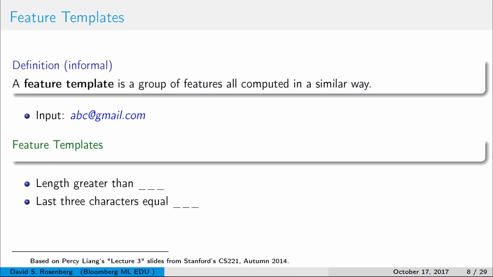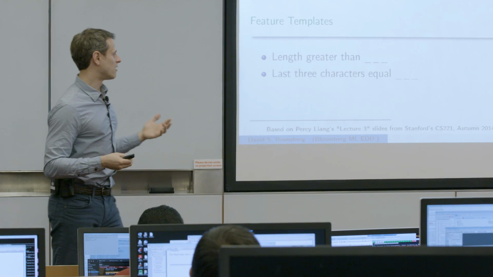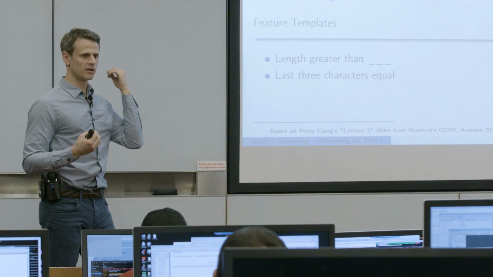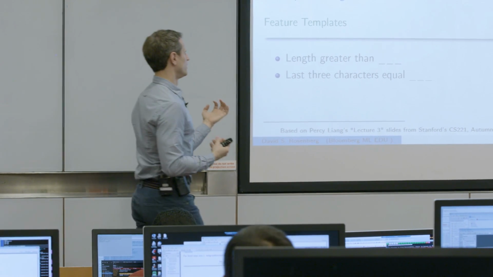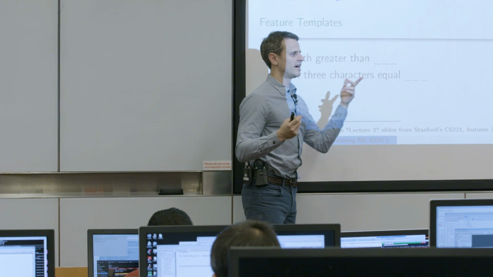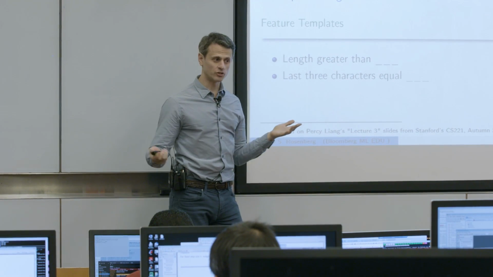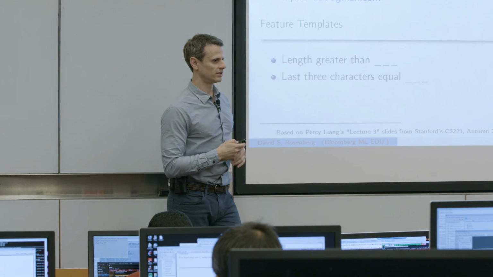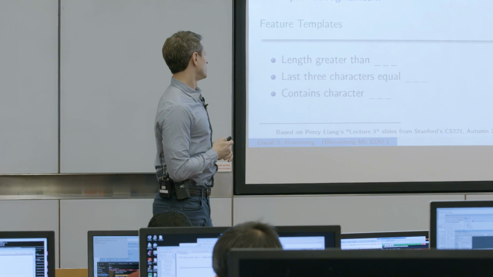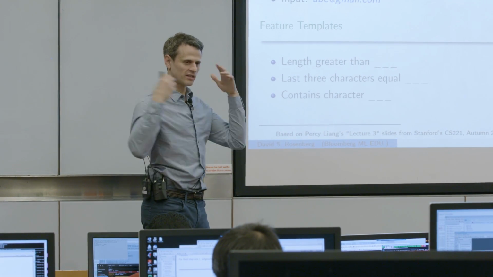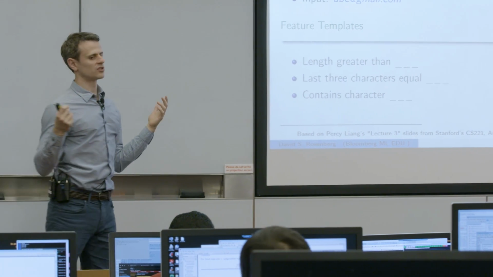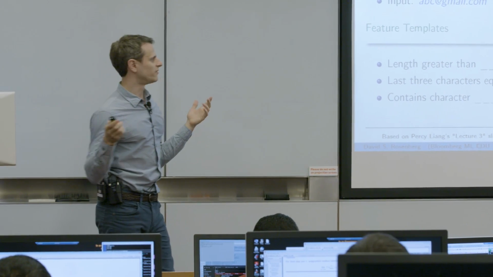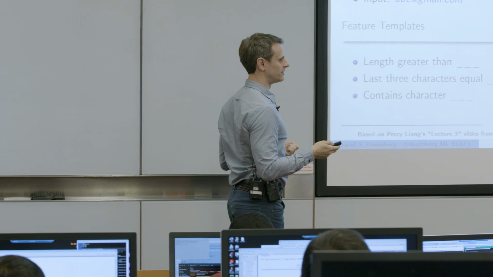Similarly, last 3 characters equals blank, blank, blank. That would be all however many combinations of 3 characters there are, and each of those would be a feature, and we would have, remember, a one-hot encoding where one of those would be 1 and the rest would be 0, capturing the last 3 letters. So a feature template is just a nice idea to have in mind: one function that could mass produce a whole bunch of related features all at once.